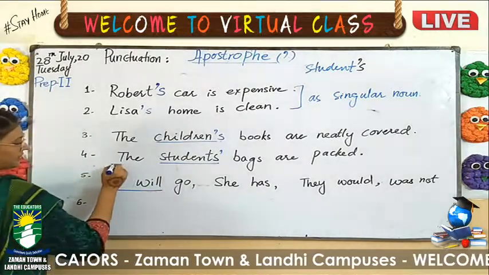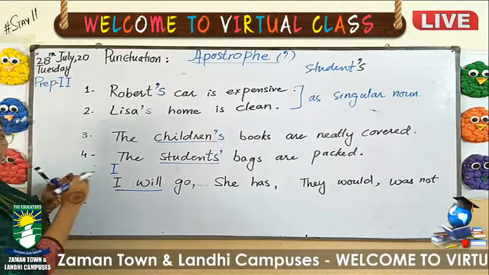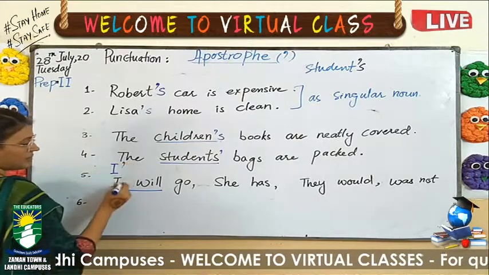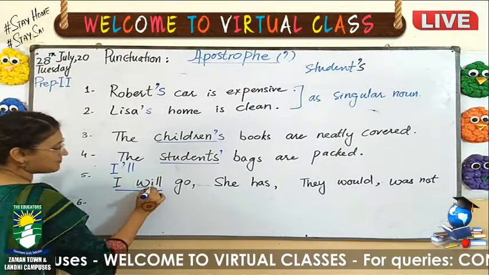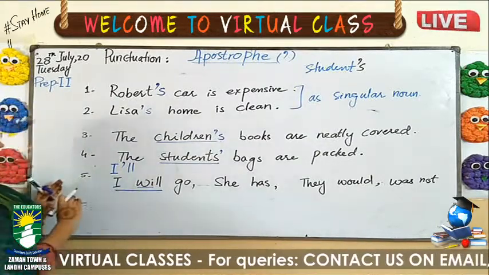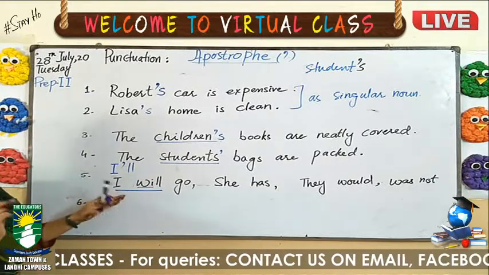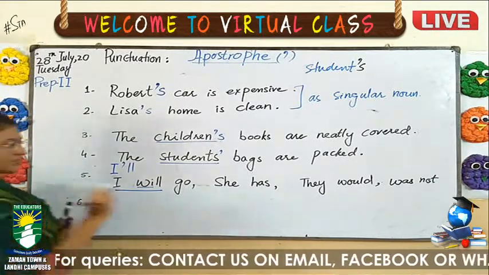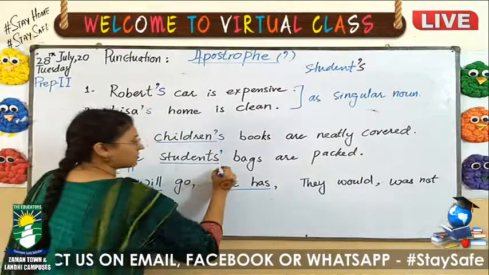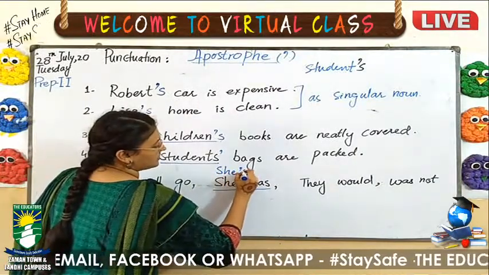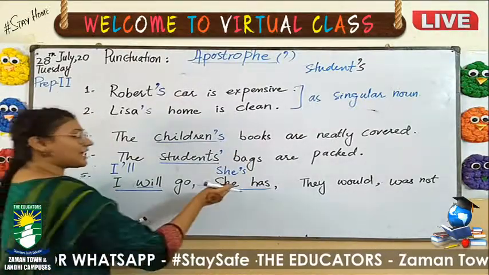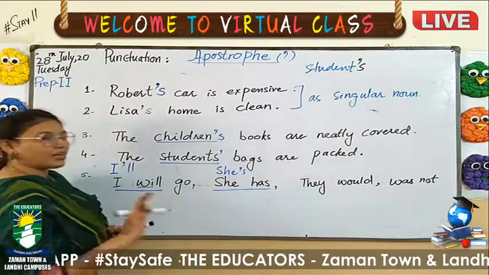I will. Then we will make a contraction of I will, or we will omit a few letters. I, apostrophe, then L. We missed W and I. This gives us the contraction I'll, and we have missed a few letters. She has. What would be the contraction of she has? It is she's. And if it is written she is, it would also become she's.